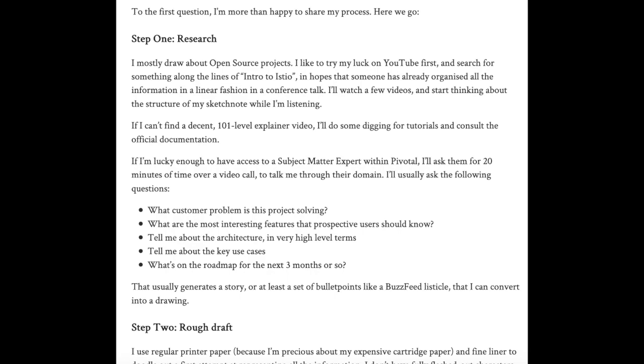As for her process, I found this article that she wrote explaining how she creates the sketch notes, and according to the article, the first step is to research. So for whatever topic you want to make a sketch note of, you go on YouTube and try to find a talk or a video which explains that topic, and then start thinking of the structure of the sketch note as you're listening to the topic. If you don't find a good enough YouTube video, you can always consult the official documentation of whatever project you're trying to learn, or you can ask a subject matter expert if you have access to them.